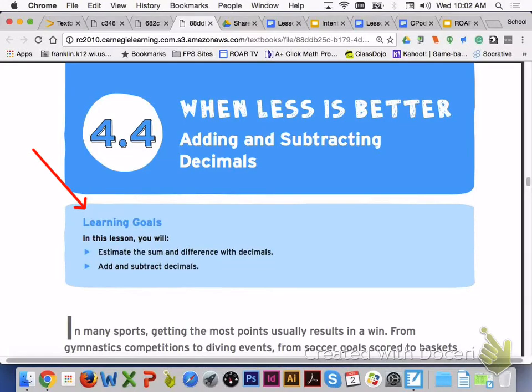Hi class, in lesson 4.4 you will be learning about adding and subtracting with decimals. Learning targets for today: we will estimate sums and differences with decimals and add and subtract decimals.